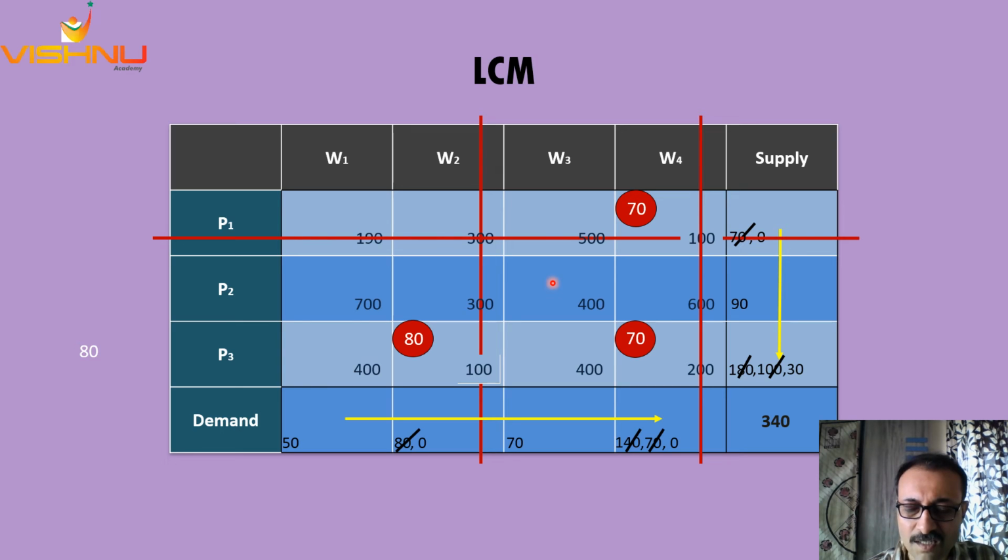So obviously the company would want to prioritize transporting to this particular cell. So this is the cell that is identified next in line. And how many units? We've just discussed that also, that is 70. Reduce the 70 by 70, bring it down to 0. Reduce the 90 by 70, bring it down to 20. 90 minus 70 is 20. The column total has now come down to 0. Strike off the column.